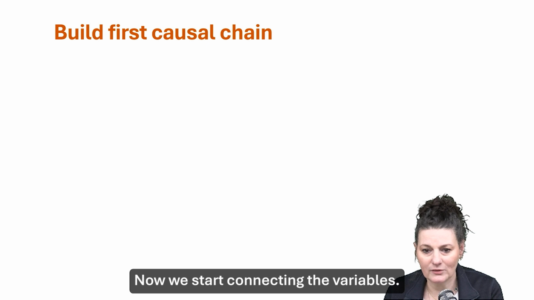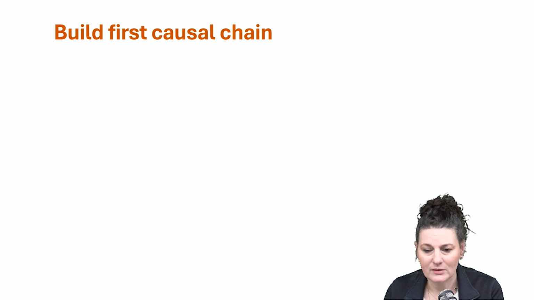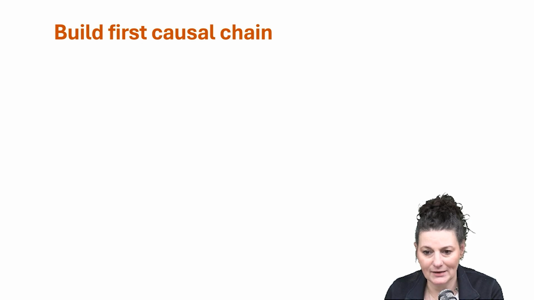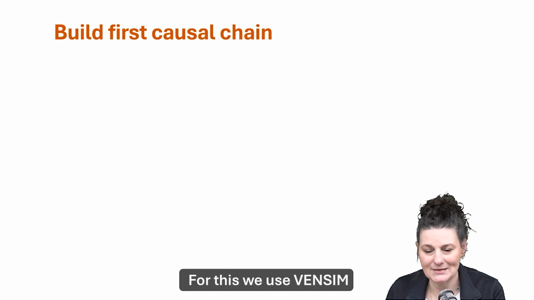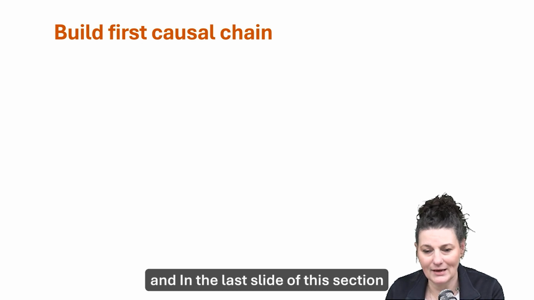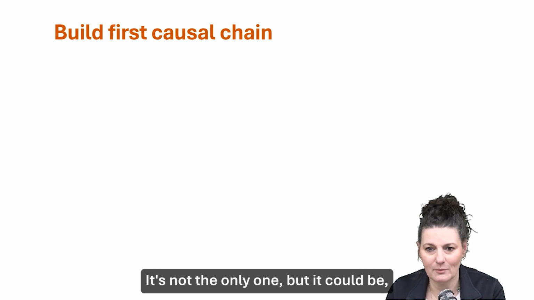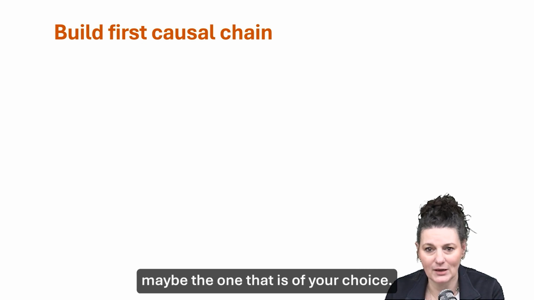Now we start connecting the variables. So we can begin with a simple and logical chain. For this, we use Vensim, and in the last slide of this section, you will see how to do it in practice. Vensim is a program that you can use to do this. It is not the only one, but it could be the one of your choice.